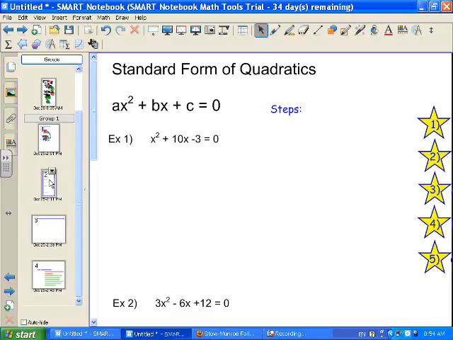So let's look at this one here. We know that the standard form of a quadratic equation is ax squared plus bx plus c, right? Where a is my leading coefficient, c is my constant, and b is the term that is always with just the plain old x.